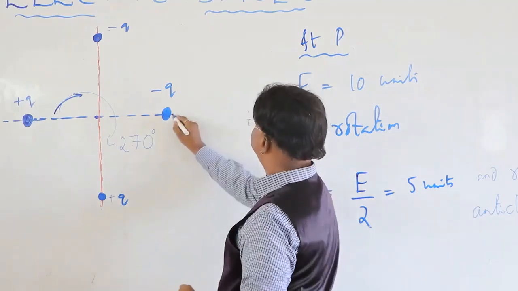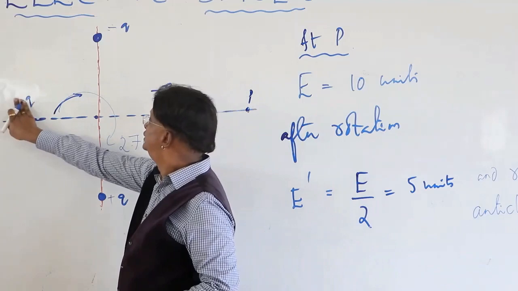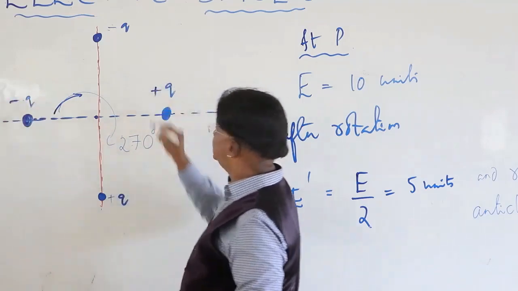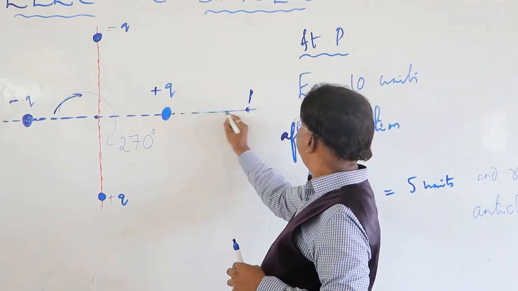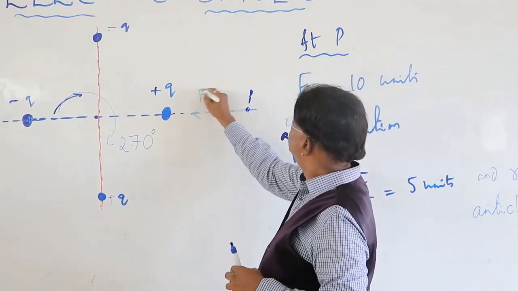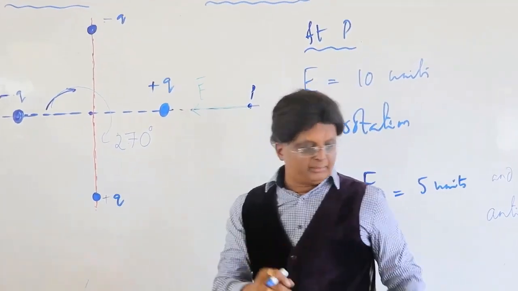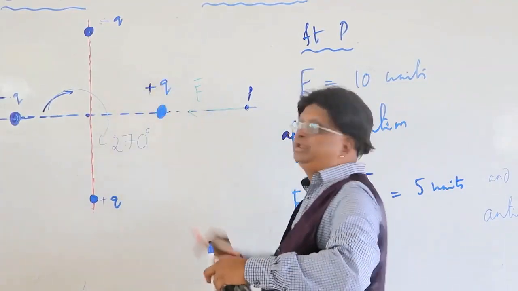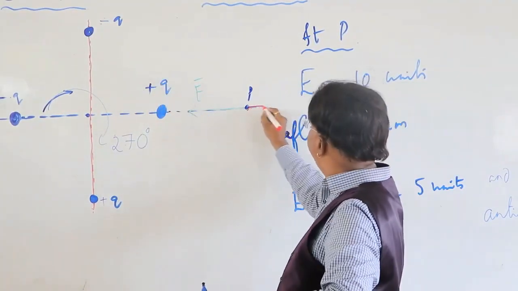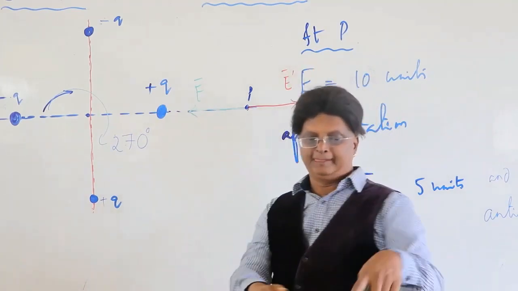After 180 degrees of rotation, the only change that you observe is that this becomes minus q and this becomes plus q. Earlier, the vector was, I will write it with green, this was E bar. Now I will represent the second one with the red one. After 180 degrees of rotation, what happens? This is the vector that I show, in red color.